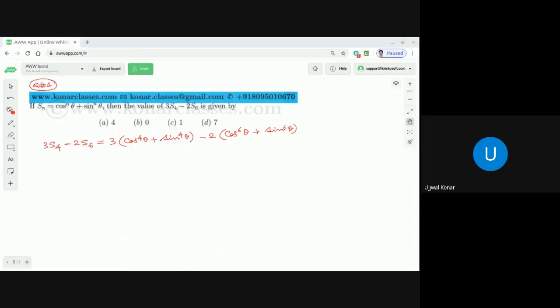If you get it, then I need not proceed further, because after that you need to express in terms of sin square theta plus cos square theta, and then if you proceed, you will get that the value is equal to 1, and eventually you get the correct answer as C. So now let me go to the next question, dear students.